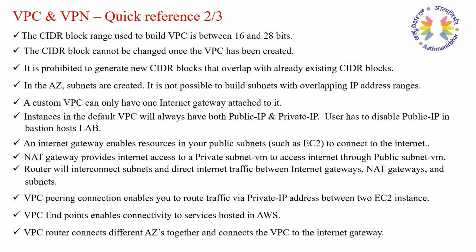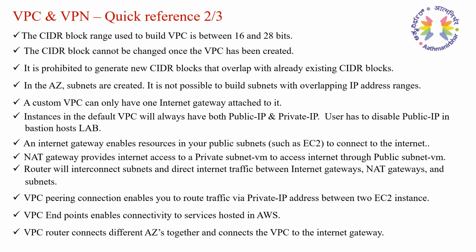It is prohibited to create new CIDR blocks that overlap with the existing CIDR blocks. If you have already created a CIDR block of /16, and you want to create one more with /16, it is not possible. In the availability zones, subnets are created. It is not possible to build a subnet with an overlapping IP address range. You remember, while creating the subnets, we used to provide the IP address. The same IP address you cannot repeat when you want to create multiple subnets. That means we have created one private subnet and one public subnet. For both the subnets, you cannot give the same IP address. That's what it means.